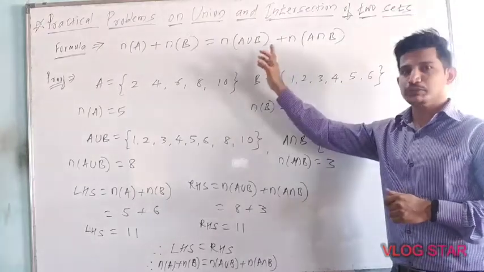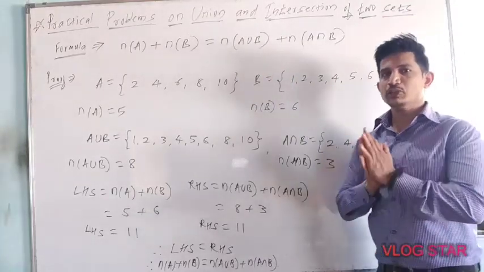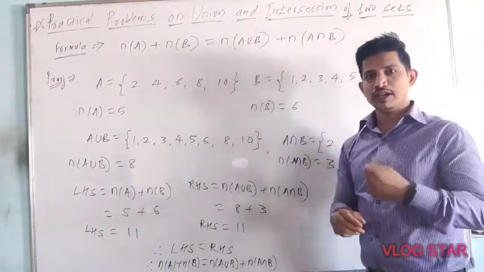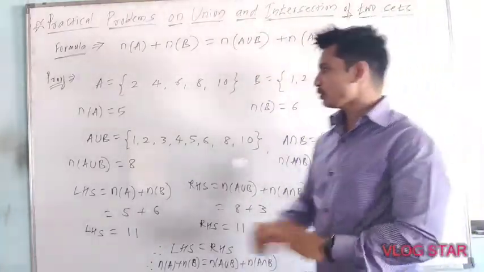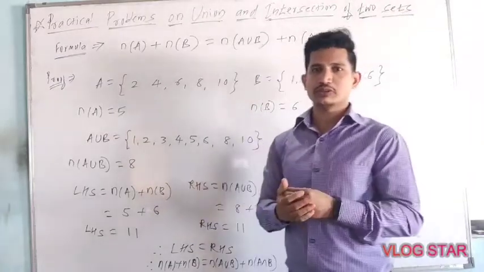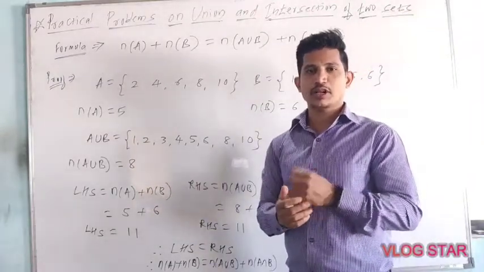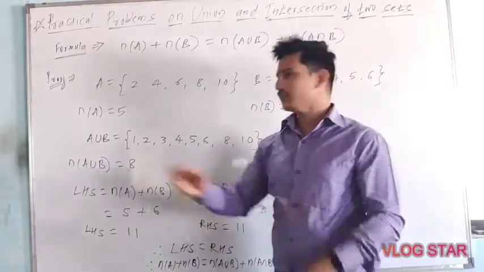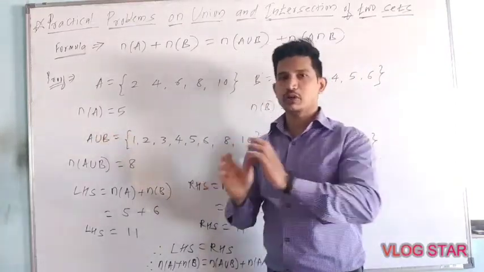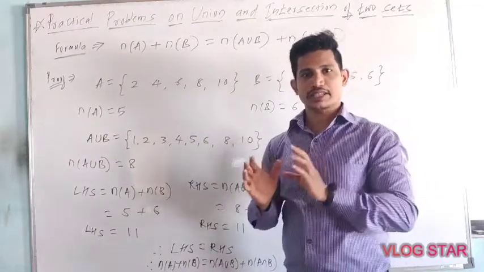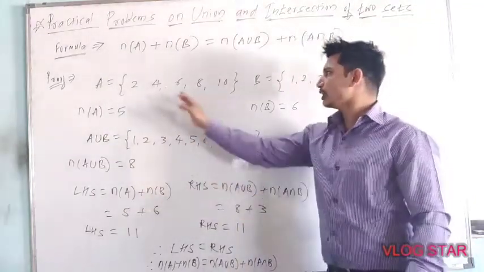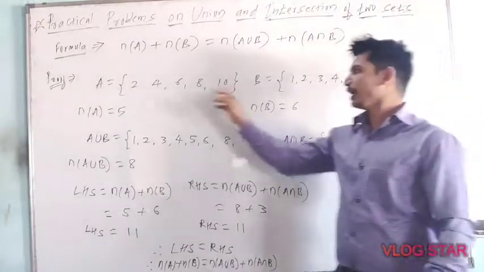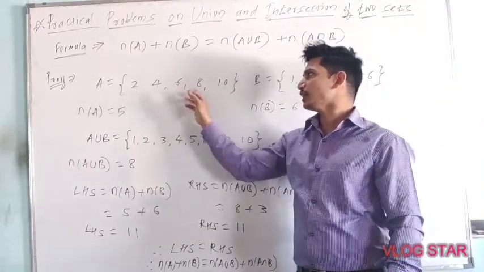We are going to prove this formula. So to prove this formula, first find A union B. पहले आपको A union B find करना है. In the previous classes we learned how to do union. Union means combining all the elements of A and B. मतलब A और B में से सभी elements लिखने हैं. So B is having 1, 2, 3, 4, 5, 6, and A is having 2, 4, 6, 8, 10.